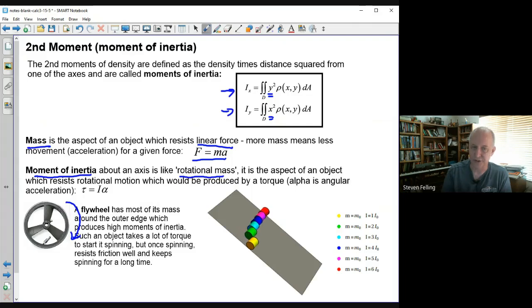it's hard to get it started rotating, and then once it is rotating, it's hard to get it to stop rotating, right? So that has a high moment of inertia. On the other hand, something where most of its mass is in the center of the object, that would have a low moment of inertia, right?